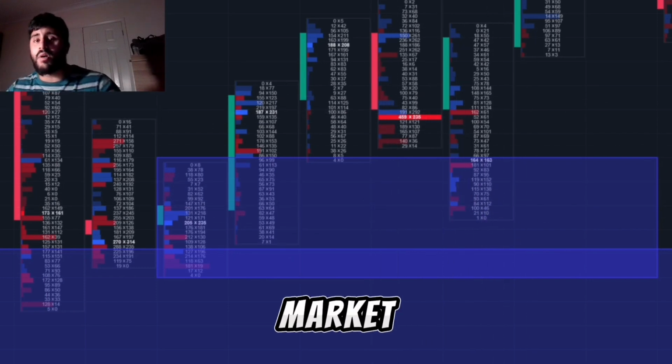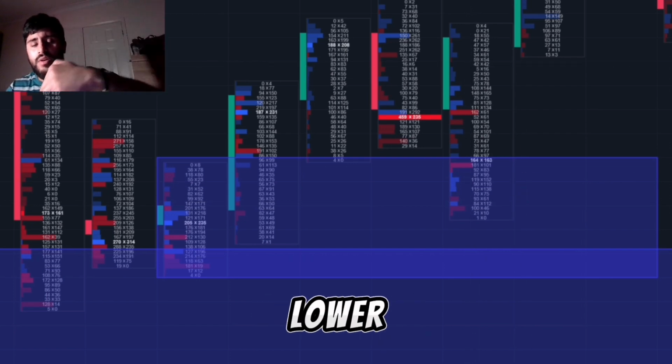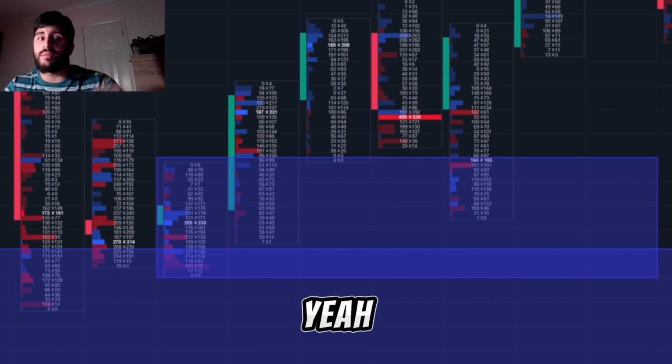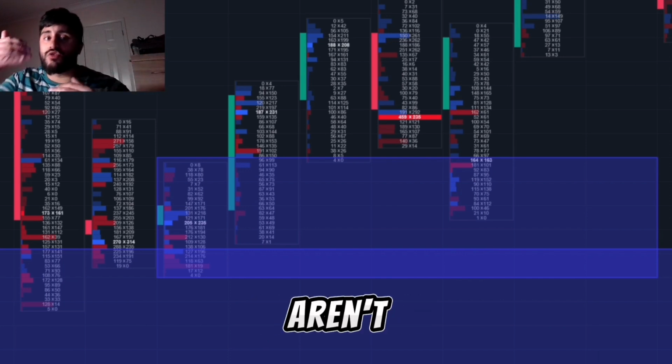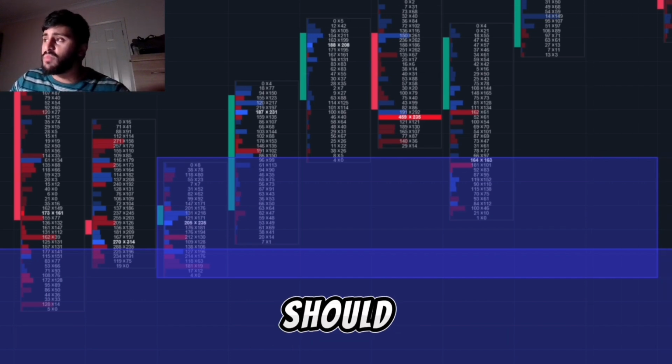So this shows you that the market isn't interested in lower prices because as the market moved lower, sellers were not rewarded because we were bouncing off the fair value gap. So when you see low volume, with aggressive sellers that aren't driving the price lower, it means the fair value gap is strong and you should be looking for buys, right?